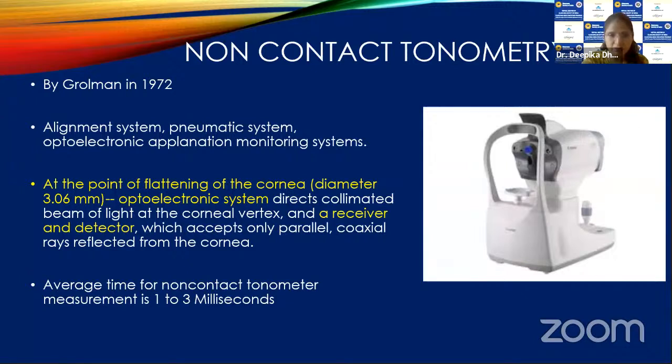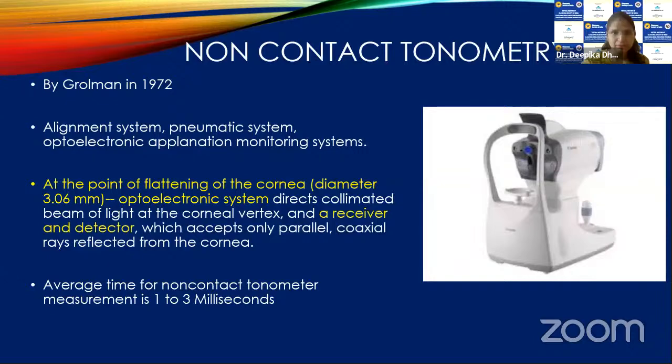Then it calculates the force applied over the cornea, and the average time is 1 to 3 milliseconds. One has to take at least 3 readings within 3 millimeters and take the average of those readings. The disadvantage is that it usually measures higher than the Goldmann applanation tonometer, so it is not a gold standard. All the tonometers are compared against the gold standard Goldmann applanation tonometer.